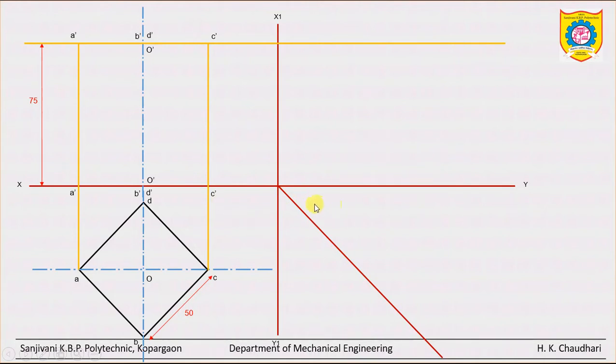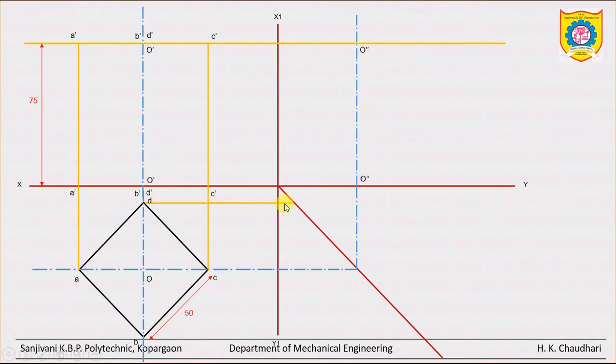We have to draw the LHS view. So I just extend this line, the center line, and the side view also. Okay. Now O double dash and this O double dash. This is again the axis of the vertical prism in the side view.